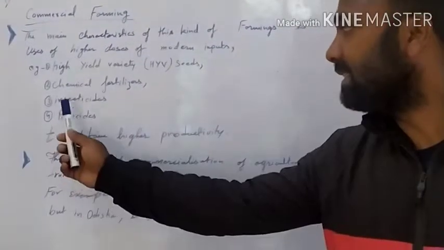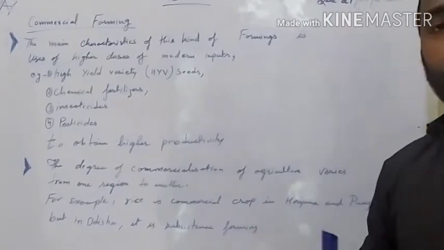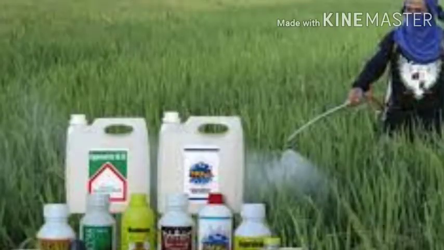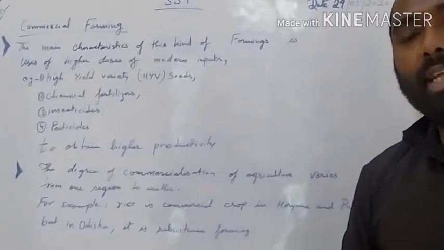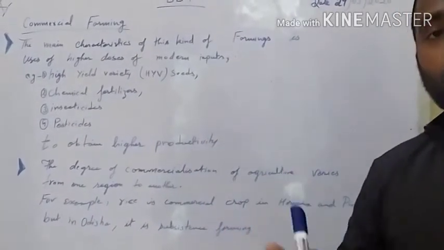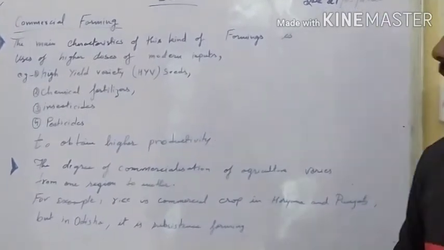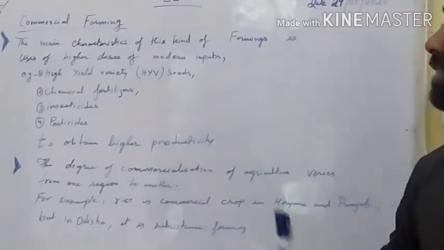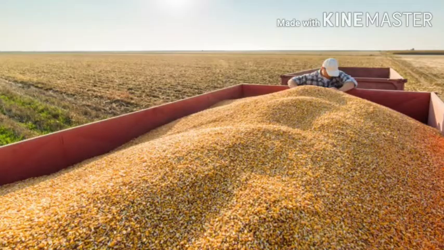The next one is insecticides. They use chemicals, that is the insecticides, to kill the insects so that the insects will not destroy the crop. Another one is pesticides. The small creatures which live in the soil will also destroy or eat the crop, and to kill those pests they use pesticides. These inputs are used in order to obtain higher productivity from the field.